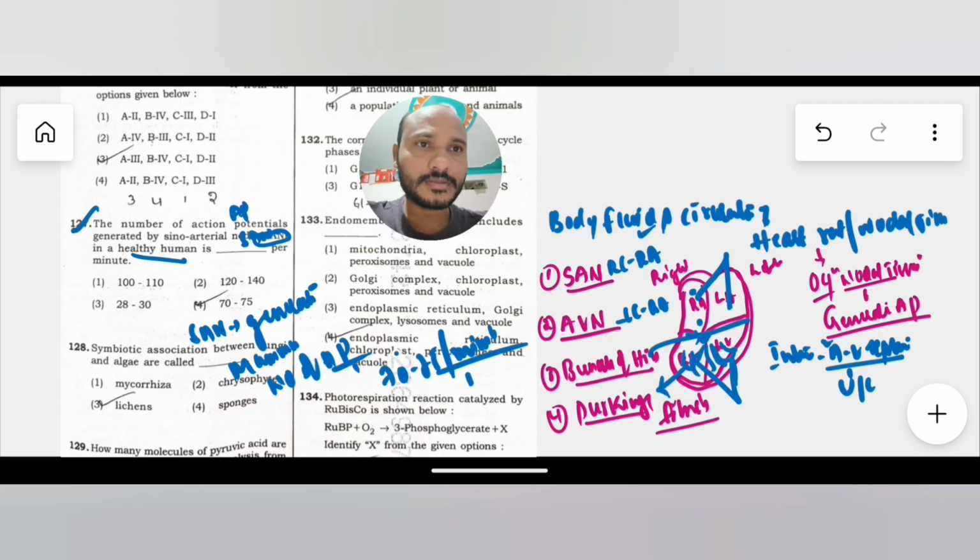So the SAN initiates the contraction of the atrium here, and it generates action potentials around 70 to 75 per minute. Hence the SAN plays an important role in generating action potentials for contraction of the atrium. Hence this SAN is also known as the pacemaker. So the right answer is: it generates action potentials, maximum around 70 to 75.